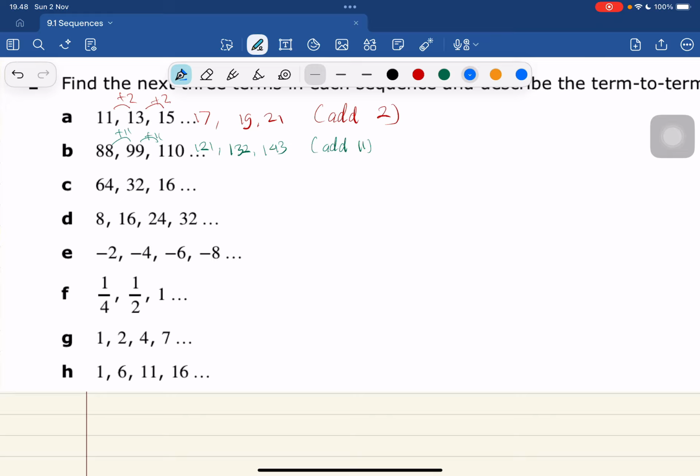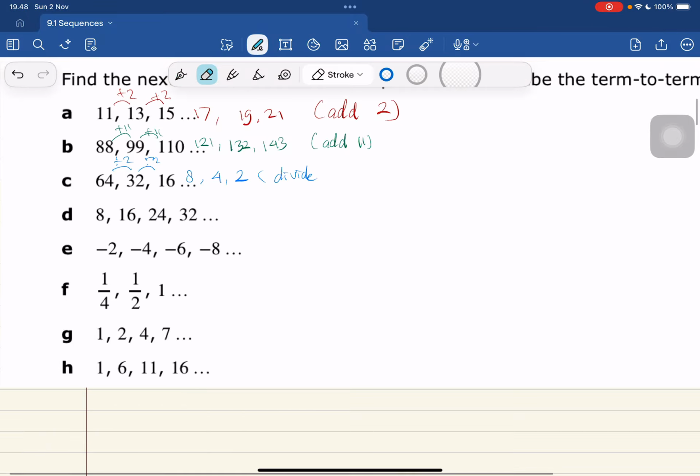Next, 64 to 32 and 32 to 16. Let us see the sequence. So here we can divide by 2. So 16 divided by 2 is 8. 8 divided by 2 is 4. 4 divided by 2 is 2. So this is divide by 2.